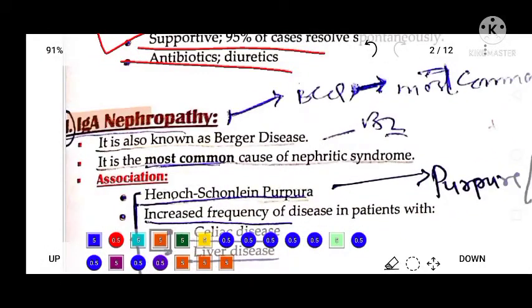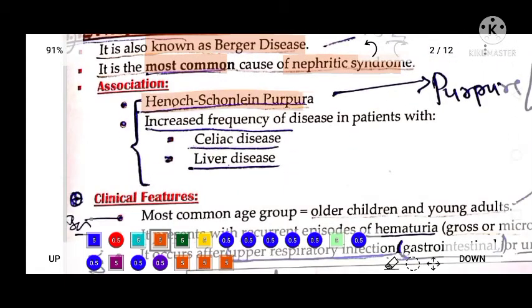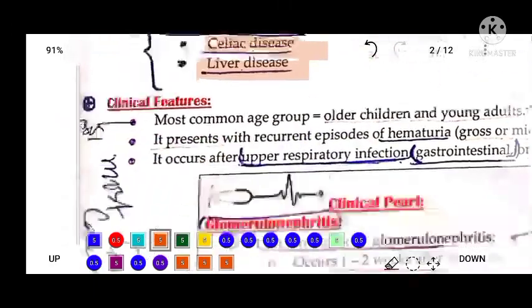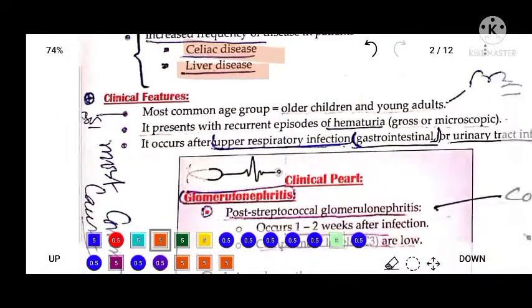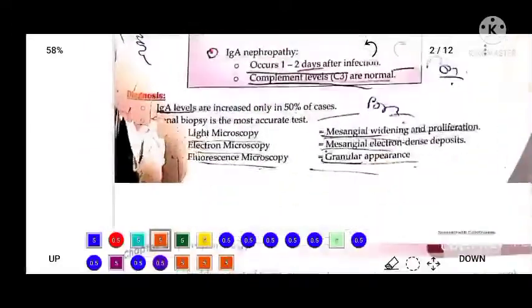Now, another disease is IgA nephropathy, also known as Berger disease. The most common cause of nephritic syndrome is IgA nephropathy, and Henoch-Schonlein purpura occurs in this, and it is associated with celiac disease and liver disease. Clinical features occur in older children and young adults, and hematuria is there. Upper respiratory tract infection, gastrointestinal and urinary tract infection occur in IgA disease or Berger's disease.